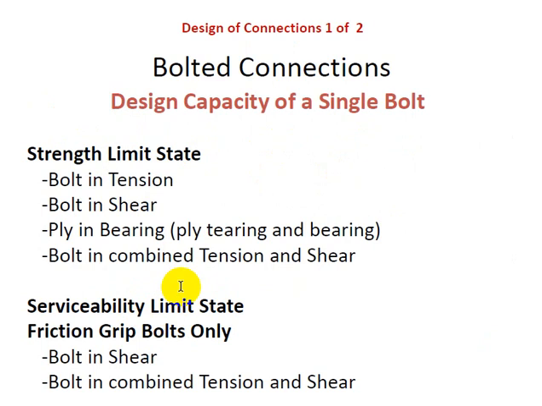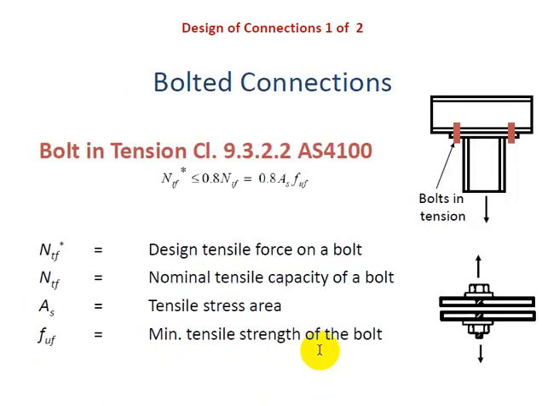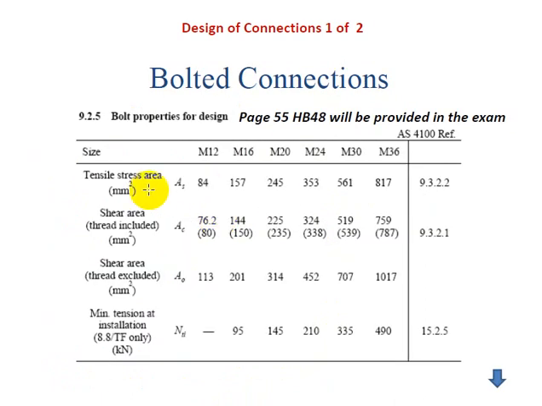So now we're talking about the design capacity of a single bolt. Basically we have bolts in tension, bolts in shear, bearing and tearing, and combined tension and shear. We also have serviceability limits to check serviceability. This doesn't mean there is going to be a failure, but it is a check for the long term. And you have bolt in shear and bolt in combined tension and shear. All right, I'm going to skip any examples because I'll put them in later.